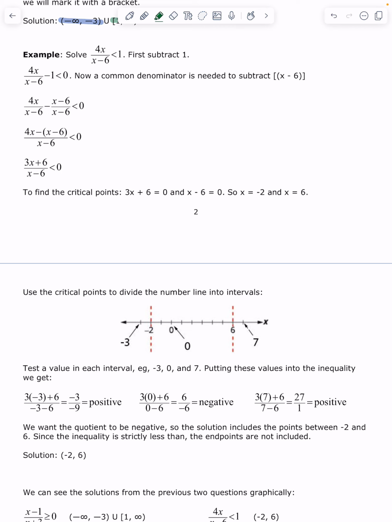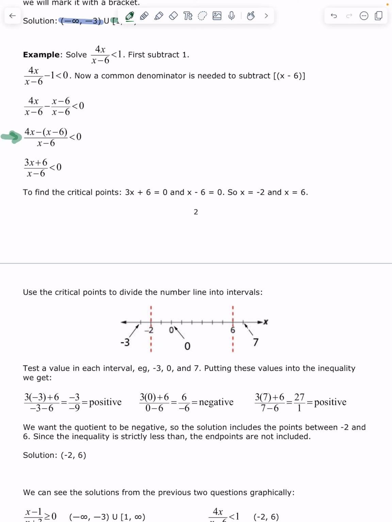Once we do that, we have to get a common denominator, so this is written as a single rational expression on the left-hand side. We do that by multiplying the 1 by x minus 6 over x minus 6, so we have a common denominator. We get 4x minus the quantity x minus 6, all over x minus 6. That gives us a 3x plus 6 over x minus 6.